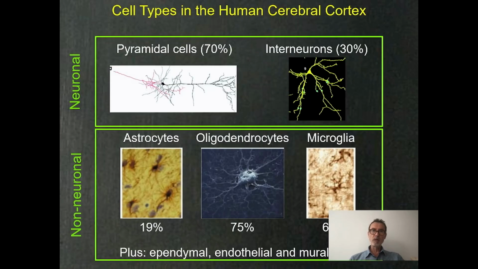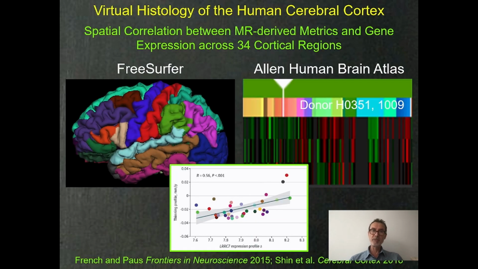As a way of background, as you all know, the cerebral cortex at a cellular level is comprised of many different cell types: neurons, pyramidal cells, and interneurons, and many different non-neuronal cells, in particular astrocytes, oligodendrocytes, microglia, but also other cells such as endothelial and neural cells. Of course, we cannot see those cells on our MRI scan, so to bridge that gap, we are using transcriptomics data.